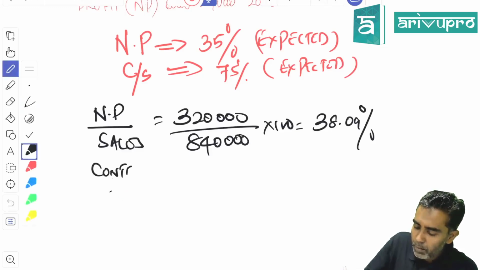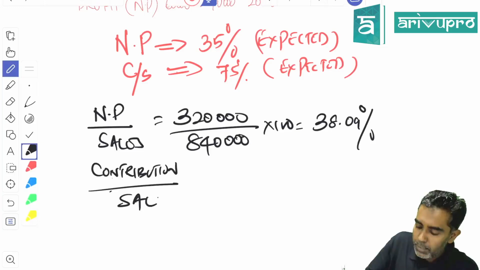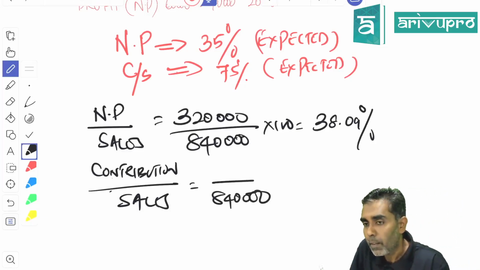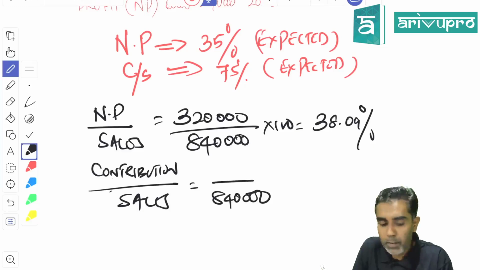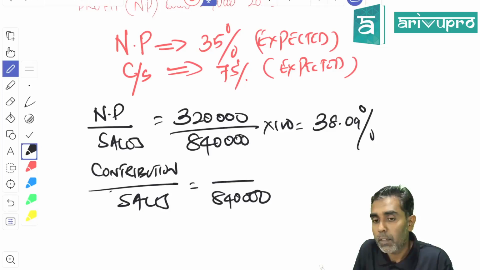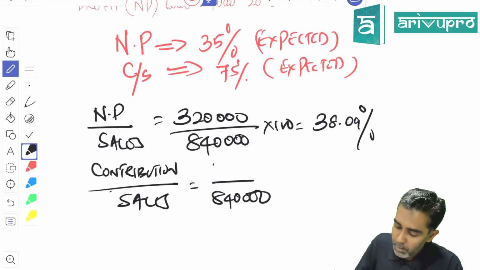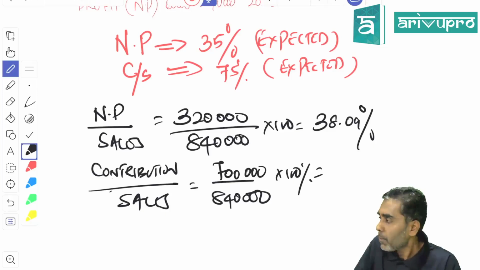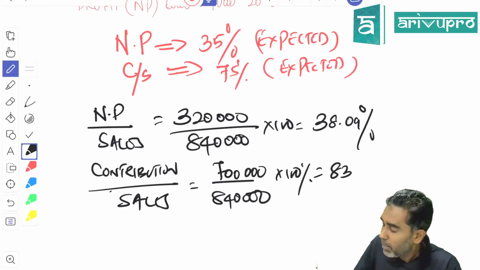Contribution divided by sales. What is the contribution? Total contribution, 7 lakhs. 7 lakhs divided by 840,000 times 100. How many percentage? 83.33.